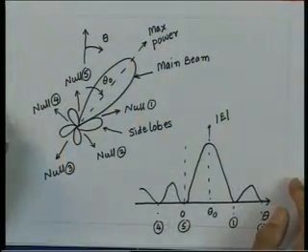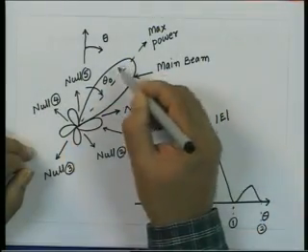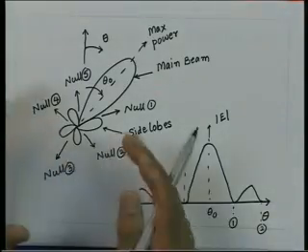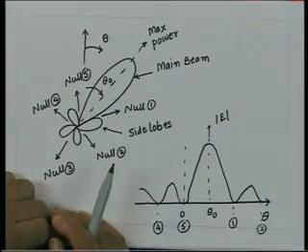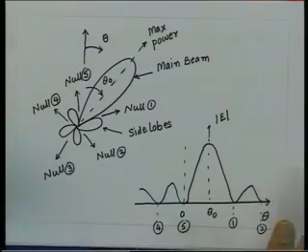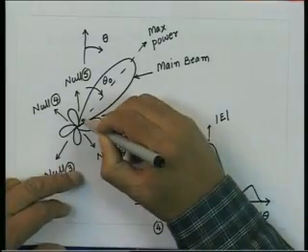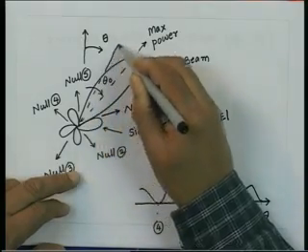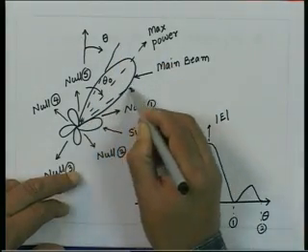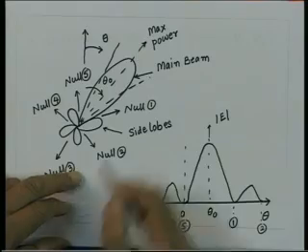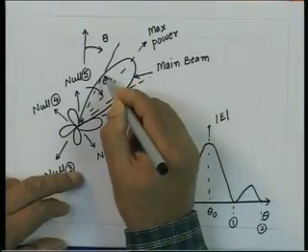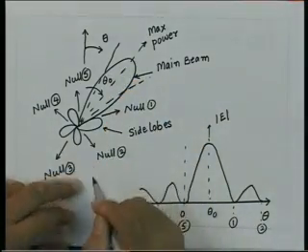Since power density is proportional to the square of the electric field, and this is the plot of the electric field, if the electric field lies within 1 over root 2 of its maximum value, the power will lie within 50% of its maximum value. So, what we do, we can define the 2 directions where the electric field drops to 1 over root 2 of its maximum value.